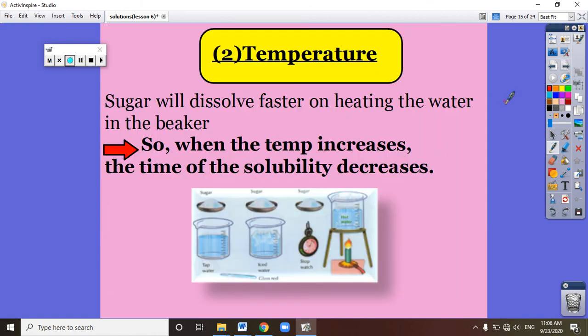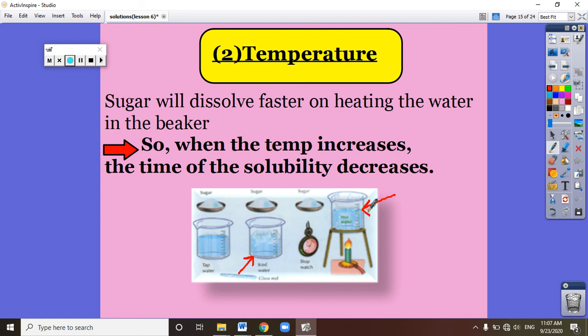Which is temperature. I have here two beakers. We will put the same solute and solvent in them: the same solvent, which is the water, and the same solute, which is the sugar. So these two beakers contain the same solute and the same solvent. One beaker we will leave as it is, and the other beaker we will increase its temperature by heating it. So I have the same amount of water and sugar in both beakers.